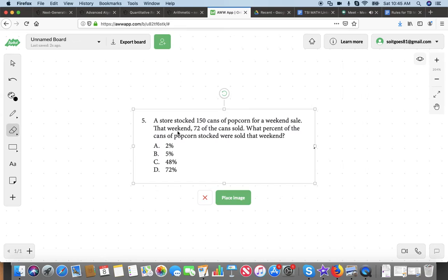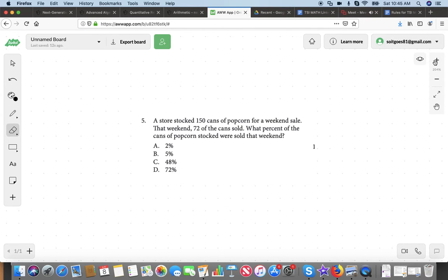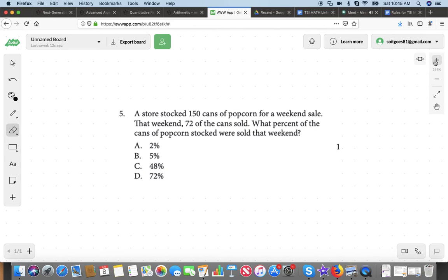Percent of total. Yes. Question number 5. Go ahead and read it for me, please. Okay. A store stocked 150 cans of popcorn for a weekend sale. That weekend, 72 of the cans sold. What percent of the cans of popcorn stocked were sold that weekend? Okay.